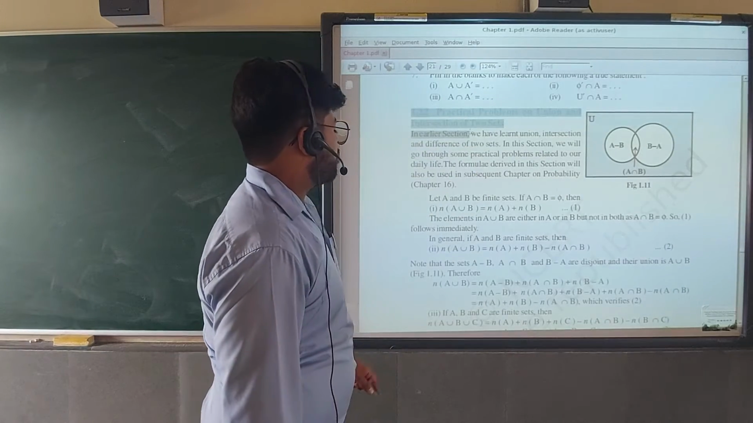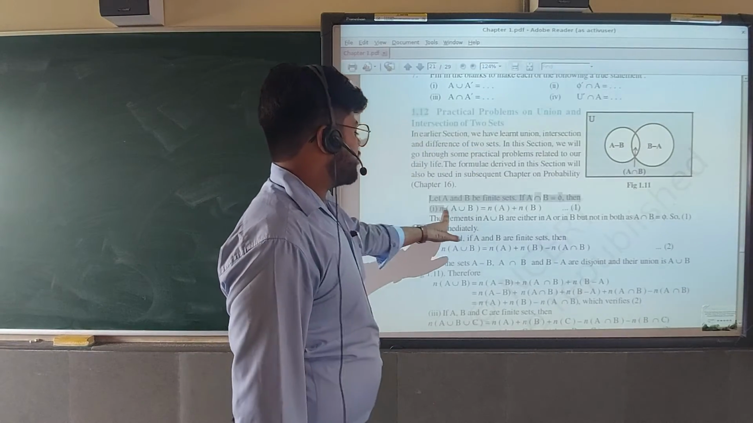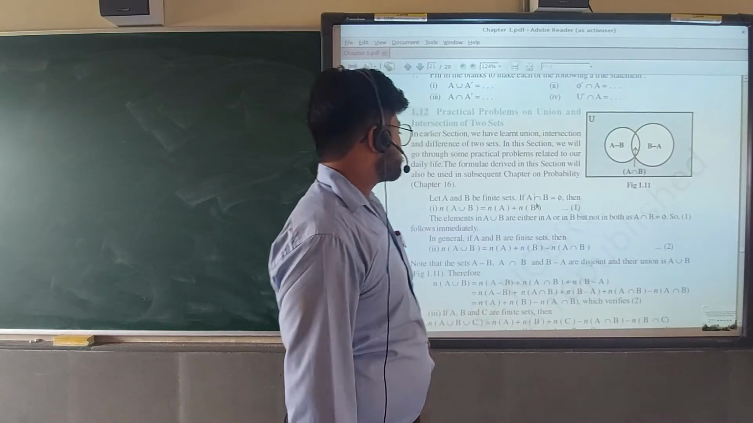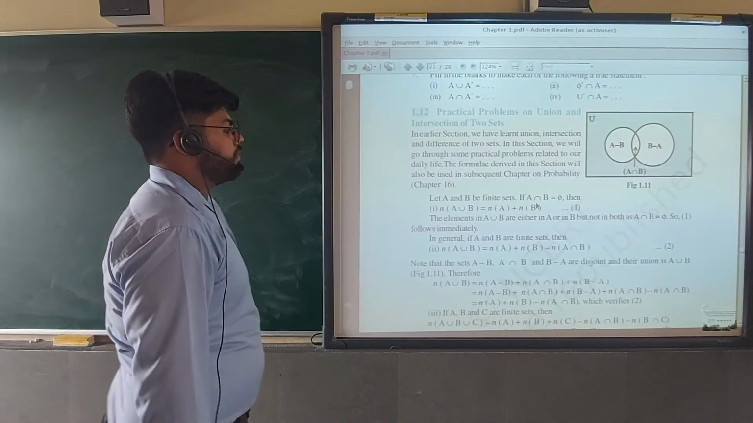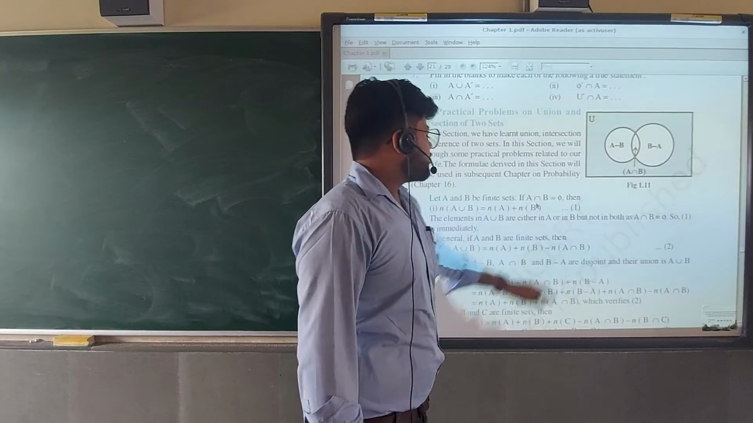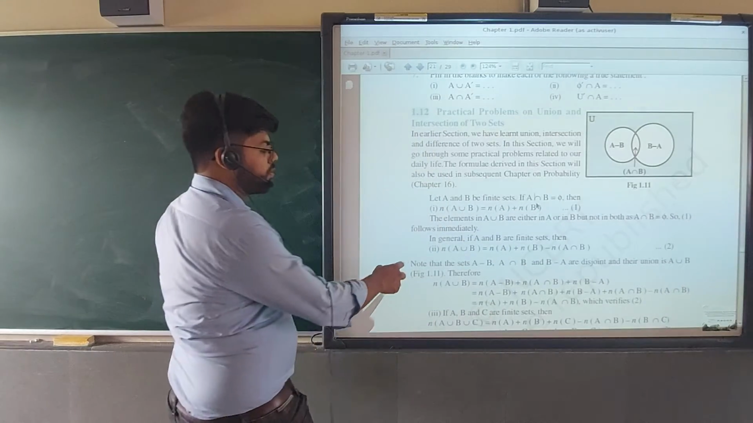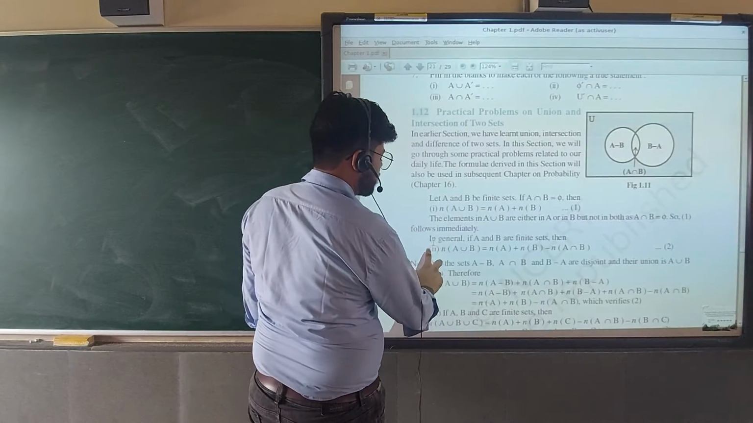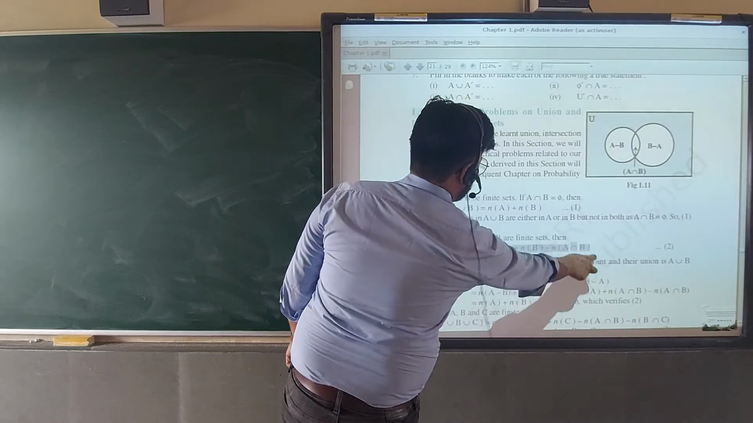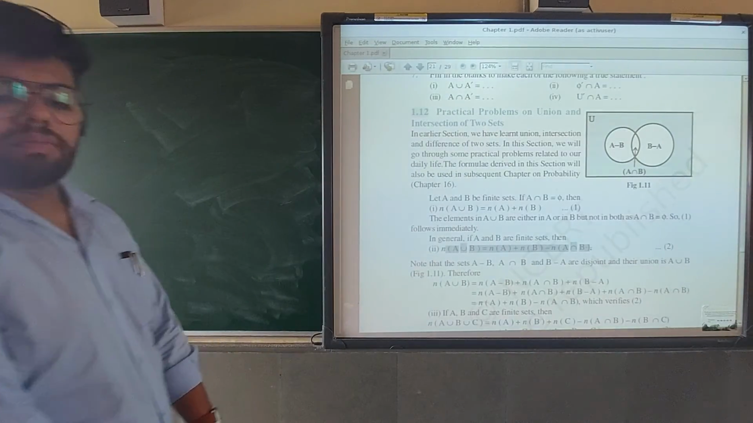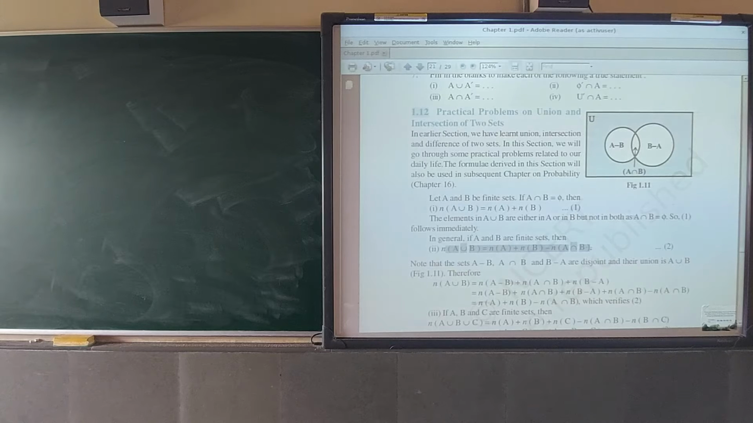Now a property is there. First one: n(A union B) is equal to n(A) plus n(B), if A intersection B is the finite set, and this is the general form of it. Second one will be the formula. Mark it: n(A union B) will be equal to n(A) plus n(B) minus n(A intersection B). This will be the general form for two sets. Mark it. This will be the formula for the next exercise.